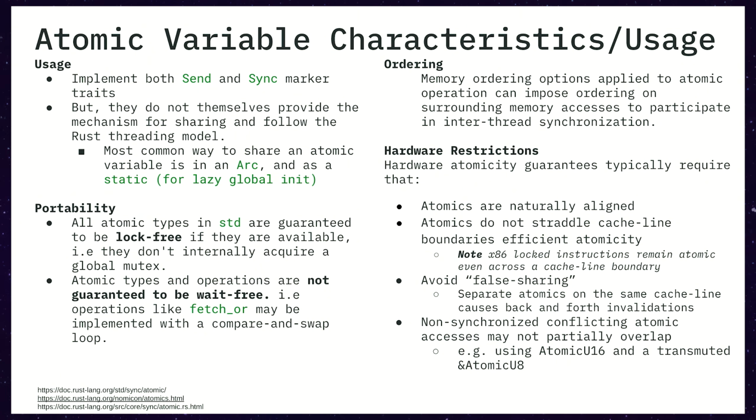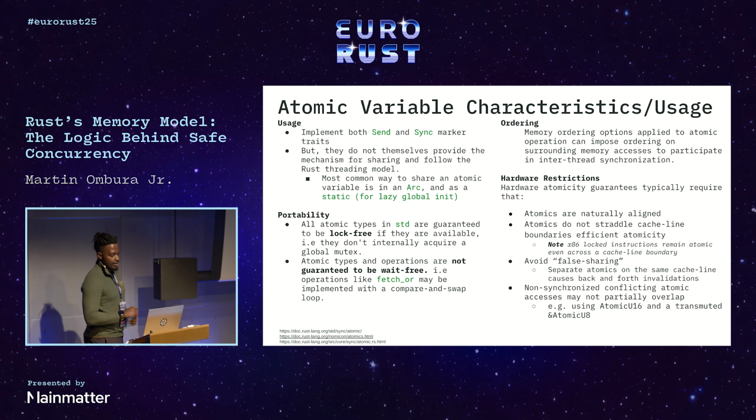From a portability perspective, what we see is that all atomics are guaranteed to be lock-free if the hardware makes that available. What that means at the end of the day is that there's no internal mutex that they try to lock onto and hold, such that it does its operation and then releases. Atomics, on the other hand, are not guaranteed to be wait-free. So what does that mean? It means that some of these operations that we'll see in a second, like fetch or compare-exchange, may implement loops underneath the scenes. So they're lock-free, but not wait-free.